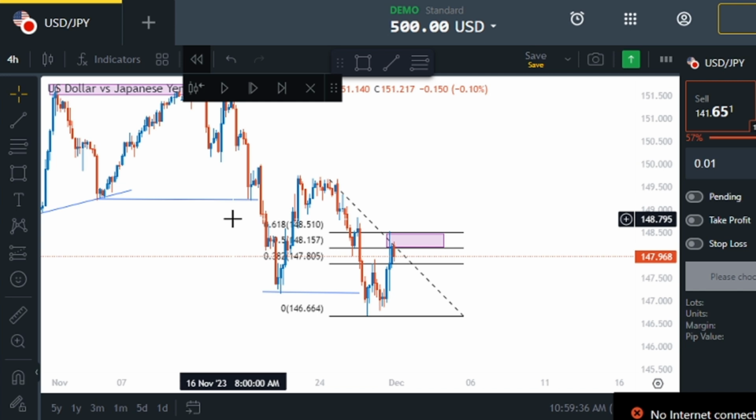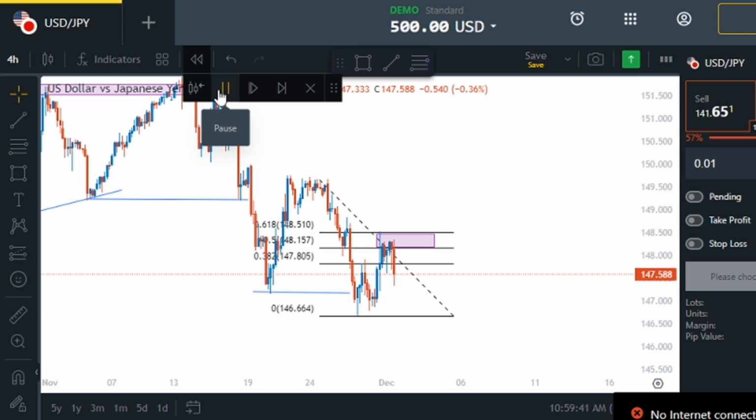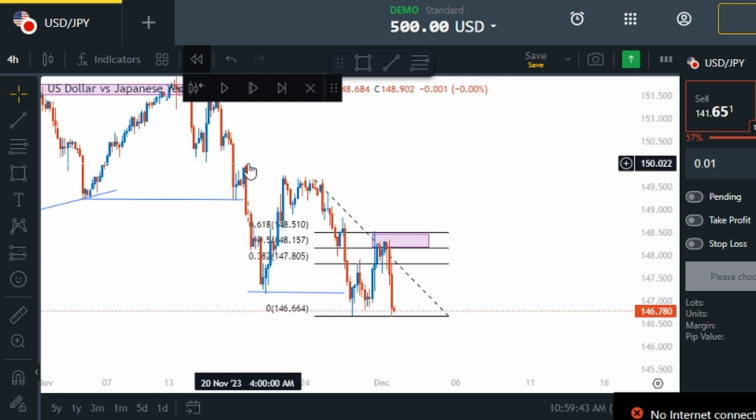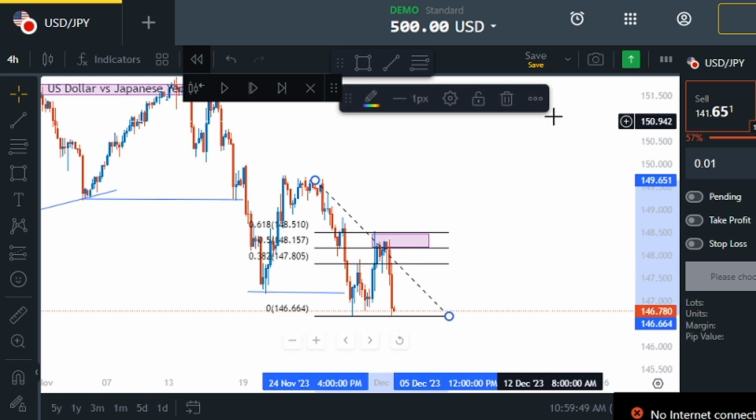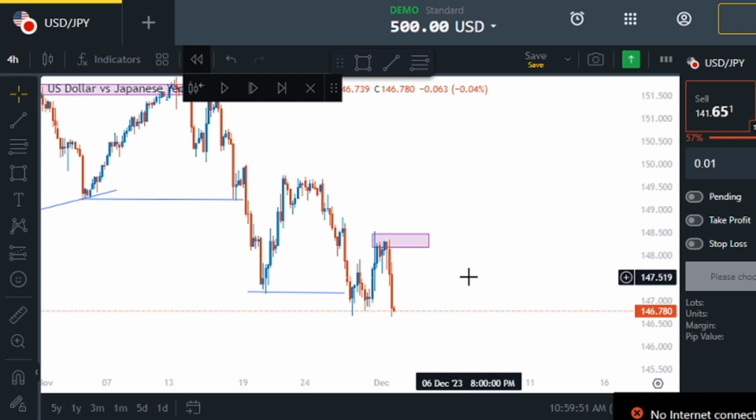Since I've confirmed the market is bearish, all I have to do is look for my entry confirmation. So as you can see, my entry confirmation is what? Let me remove the Fibonacci level so that you can see it work. This is the level that I've marked.